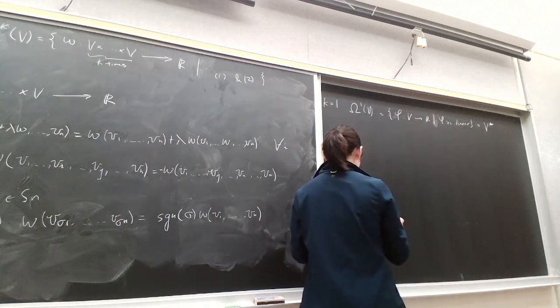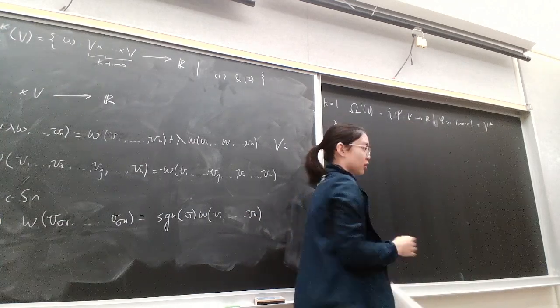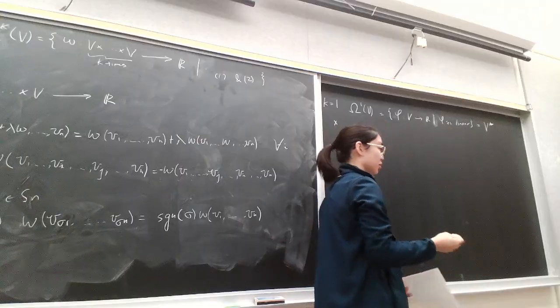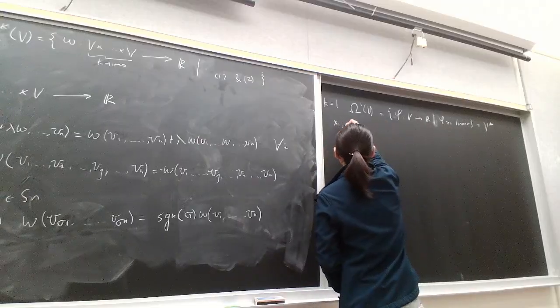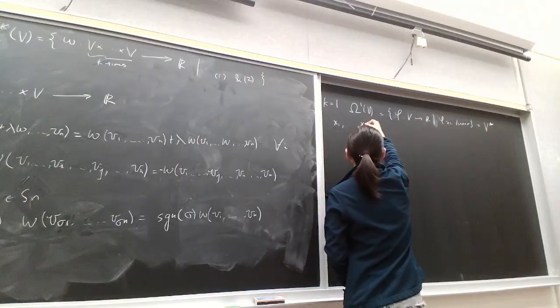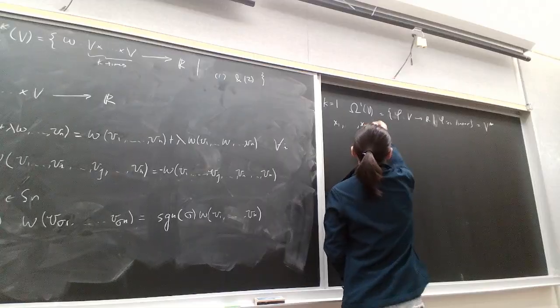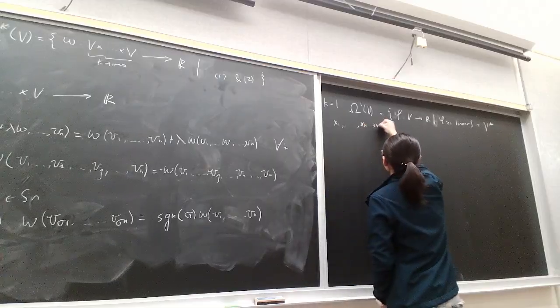Okay. Suppose, I'm going to use weird notation that will make sense later, x1 through xn is a basis for V.